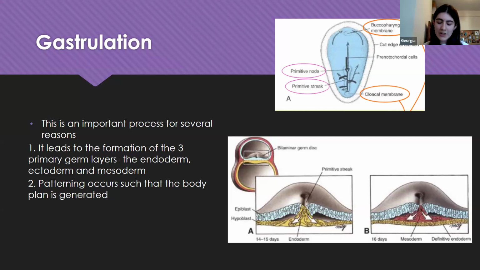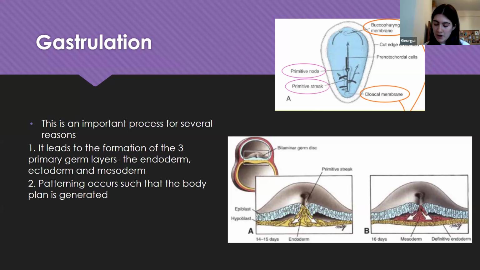So in terms of what actually happens, the primitive streak forms, and this is from a buildup of epiblast cells, and so does the primitive node. And then the epiblast of the bilaminar germ disc undergoes epithelial to mesenchymal transition, which allows the cells to become more mobile. These mobile cells then migrate through the primitive streak.